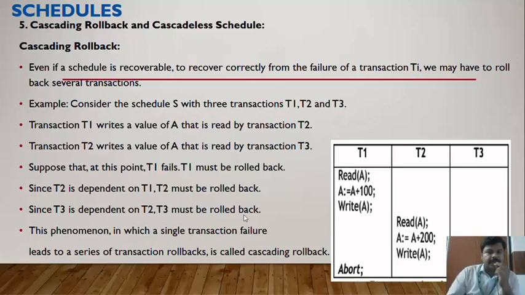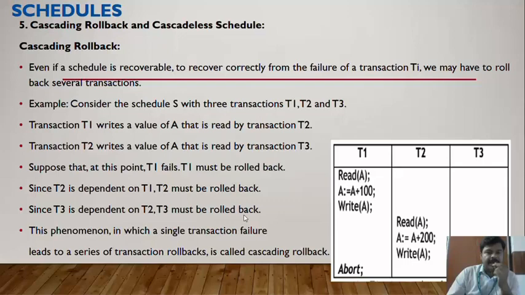Consider a schedule with three transactions T1, T2, T3. You can check that transaction T1 writes the value of A that is read by T2, and T2 writes the value of A that is read by T3. Suppose at this point T1 fails, T1 must be rolled back. Since T2 is dependent on T1, T2 must be rolled back. Whereas T3 is dependent on T2, so T3 must be rolled back. This is a phenomenon in which a single transaction failure leads to a series of transaction rollbacks. It is called cascading rollback.